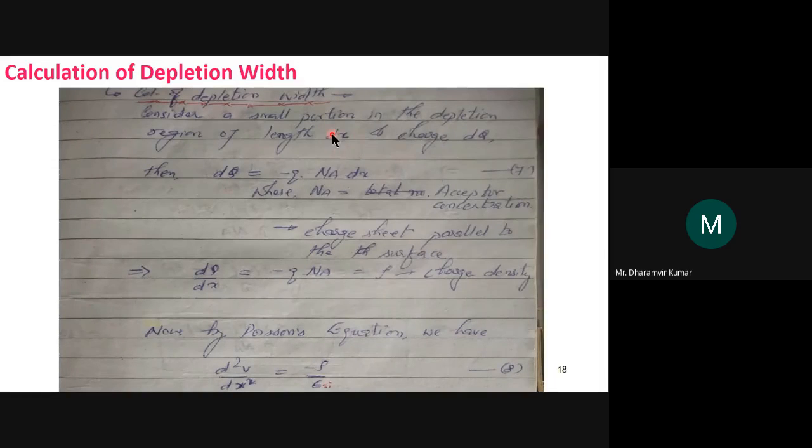So let's start. Let's consider a small portion of the depletion region of thickness, or length, dx, and let's say that it contains a very small charge, dq. Now for that small region dx, we can write the equation for dq, the charge contained in that region, as minus q dot Na dot dx. Why minus? Because this depletion region consists of acceptor ions. When acceptor ions accept one electron from outside, they become negatively charged, and this is why the negative sign is coming here.